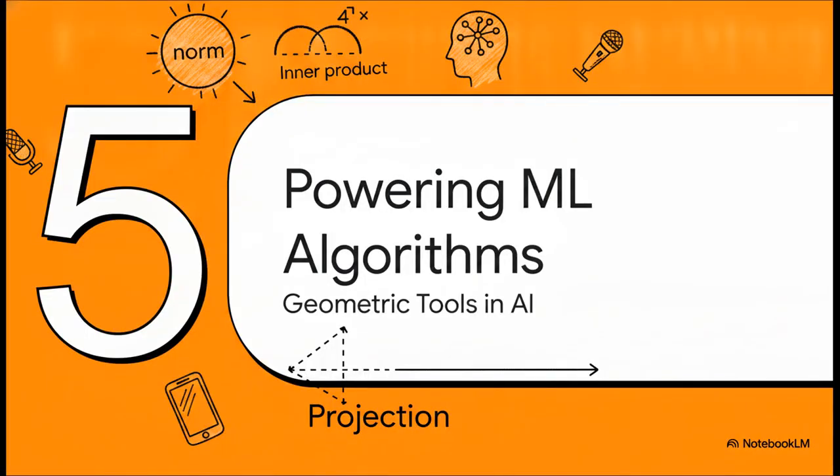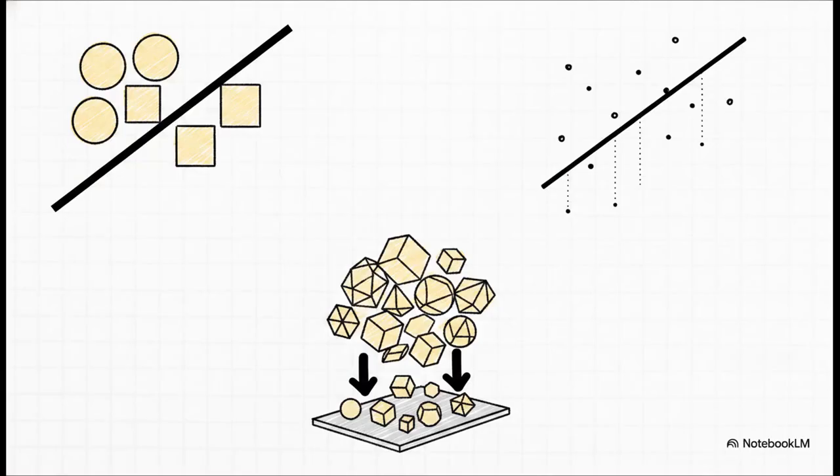Section 5. Powering Machine Learning, the climax of geometric tools. It's time to tie all these abstract building blocks together. So the crucial point is this. The most powerful algorithms in data science are secretly just engines of analytic geometry. Support vector machines? They classify data by finding the optimal hyperplane to separate classes, which relies entirely on inner products and norms. Linear regression predicts outcomes by minimizing orthogonal distances, and principal component analysis, or PCA, manages massive datasets by finding the most informative dimensions and utilizing those exact orthogonal projections we just looked at to compress the data.